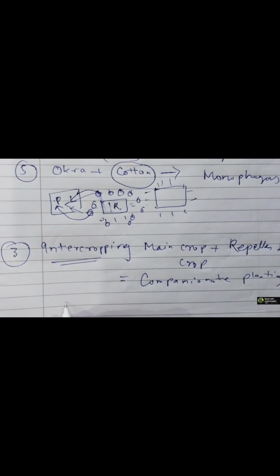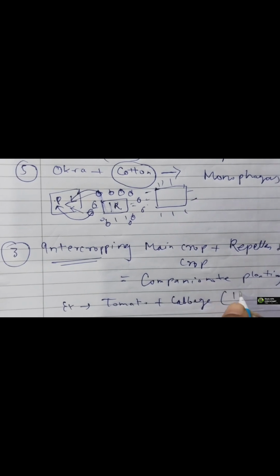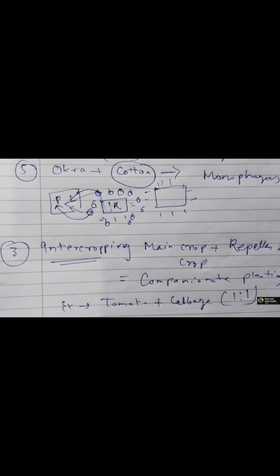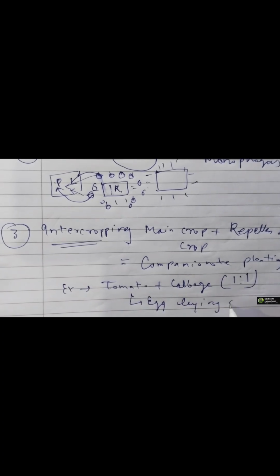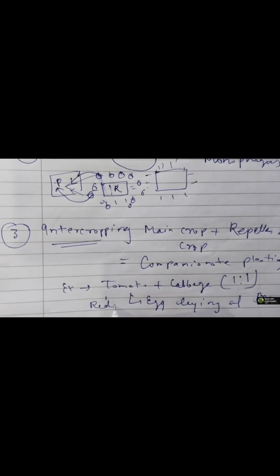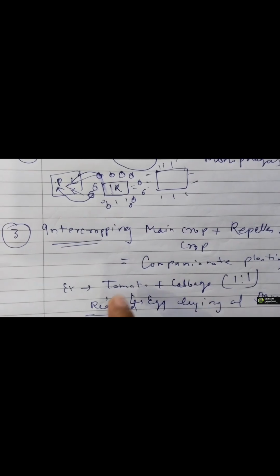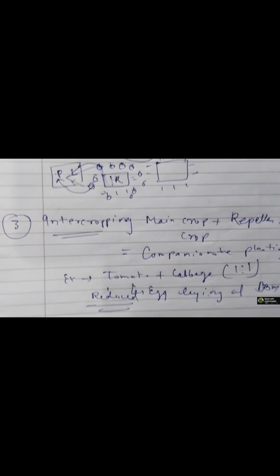Okay, an example is tomato in cabbage. Tomato plus cabbage, both are main crops only, in the ratio 1:1. It will reduce the egg laying of DBM. So tomato and cabbage intercropping reduces the egg laying of DBM.